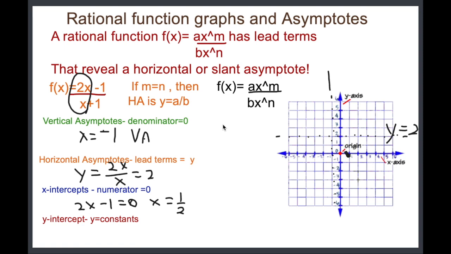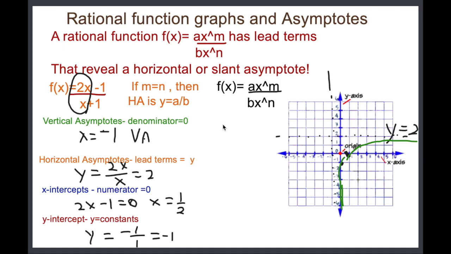And the y-intercept is the constants, or the last terms, which would be -1 over +1, which would be -1. So the y-intercept is -1. Well, at least we can see fairly clearly that the graph is going up right here, comes around, stays below y equals 2.